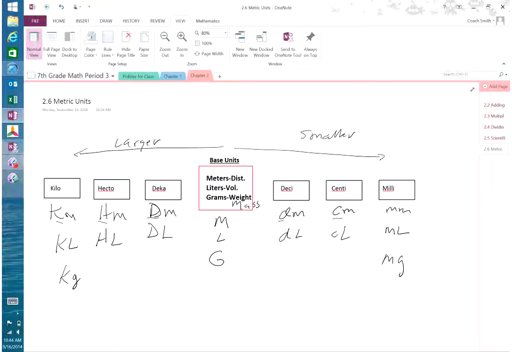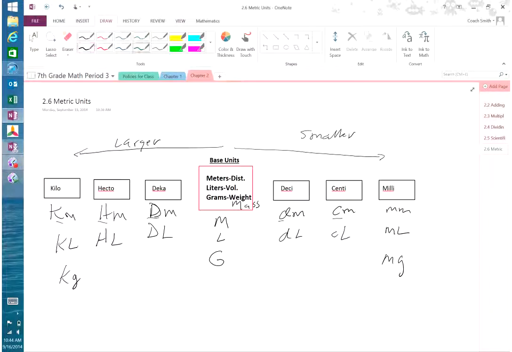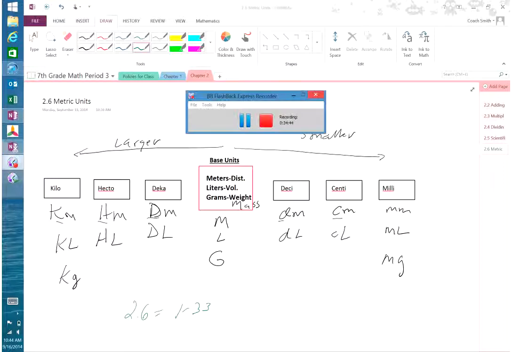All right, your homework is 2.6, 1 through 33. You only have to put the answers. Okay? You only have to put the answers. You may go. I'll have to get them when I get down there.